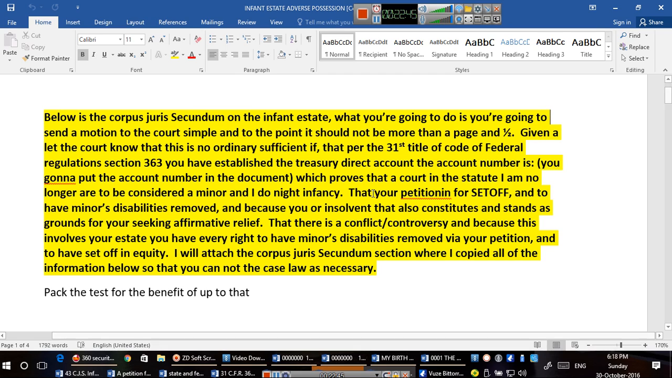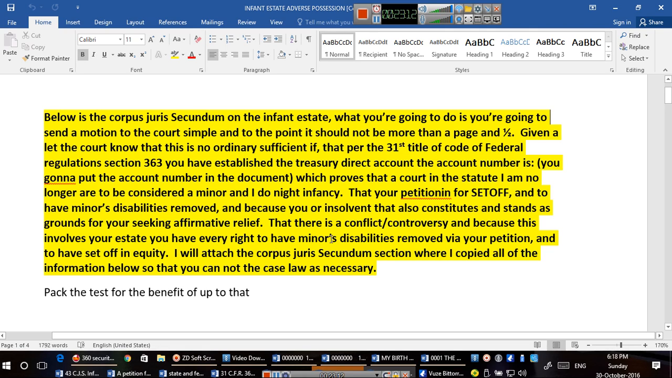It was done some time ago, but let me go ahead. You're petitioning for set off and to have minor disabilities removed because you are insolvent. That also constitutes and stands as grounds for seeking affirmative relief. You don't want general relief. You don't want any other type of relief but affirmative relief. Affirmative? There is a conflict or controversy because this involves your estate.